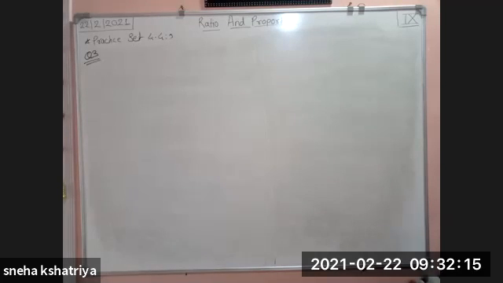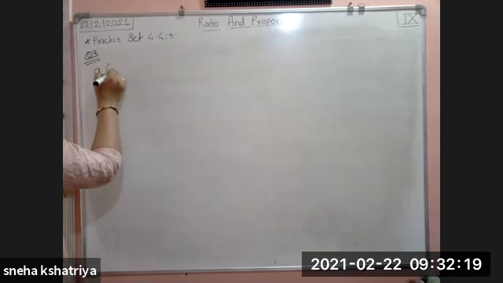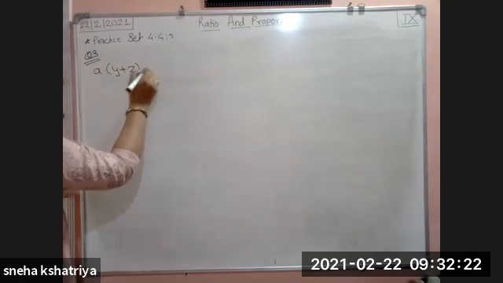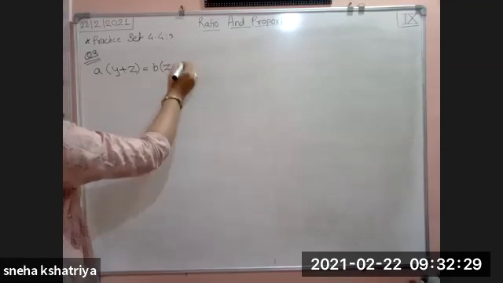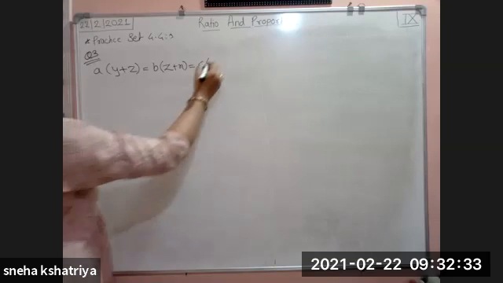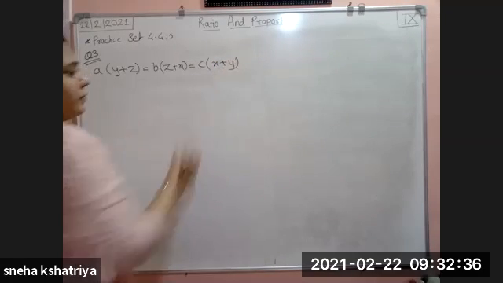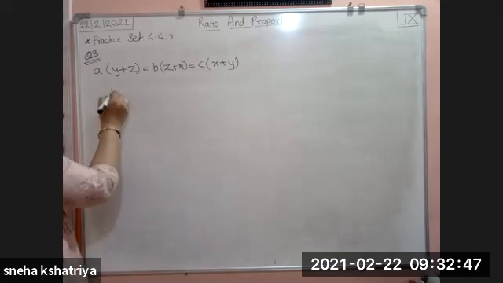It is given that a into y plus z, which is equal to b into z plus x, plus c into x plus y. And out of a, b, c, no two of them are equal. Then show that. Then what we have to show?